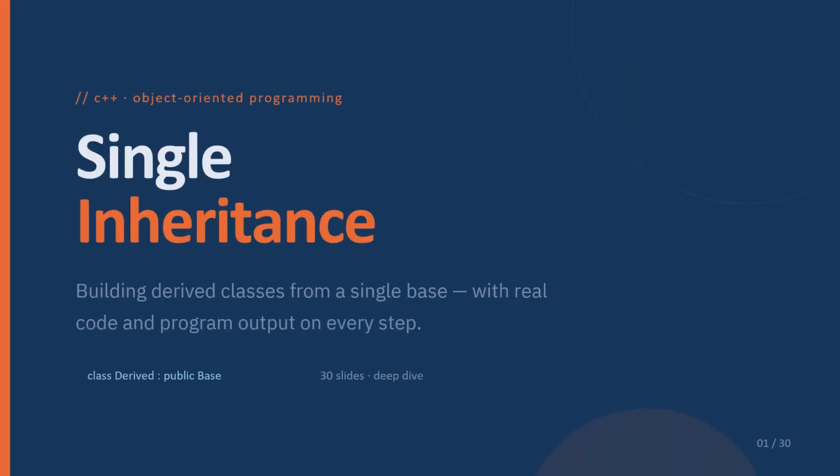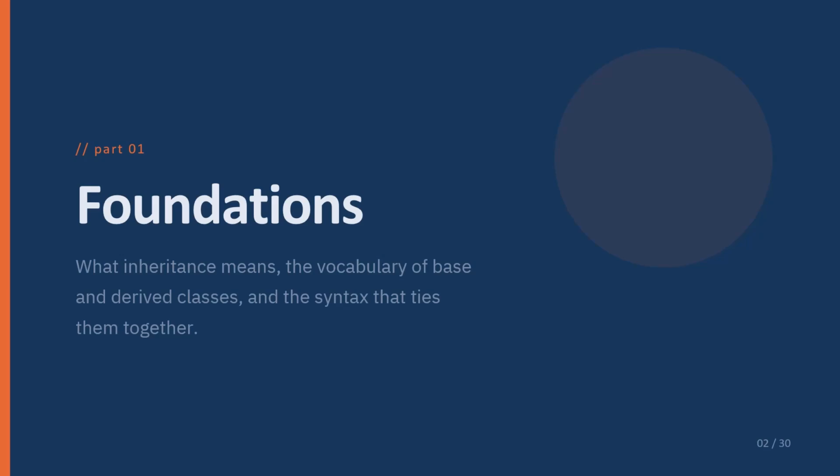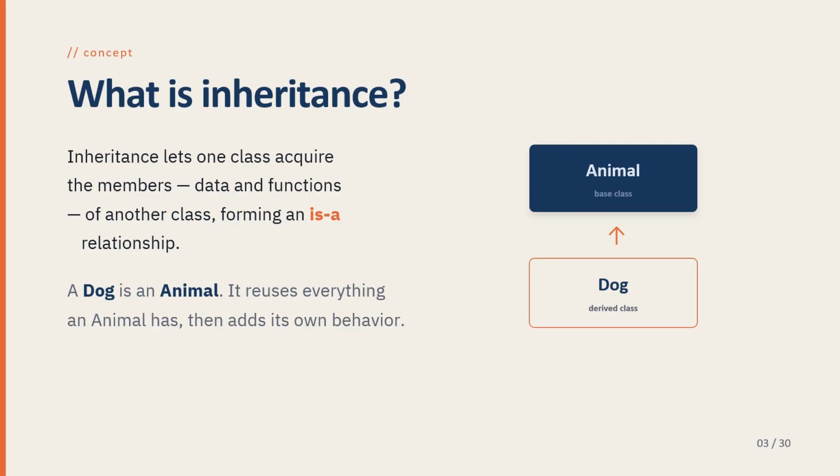Hello everyone. In this video, we are going to learn about single inheritance in C++, one of the fundamental concepts of object-oriented programming. Inheritance is an important feature of C++ because it allows us to create a new class from an existing class. The new class can reuse the data and functions of the existing class and can also add its own features. So, by the end of this video, you will understand what inheritance is, what single inheritance means, how to declare it, how access specifiers work, how constructors and destructors behave, and how inheritance supports polymorphism.